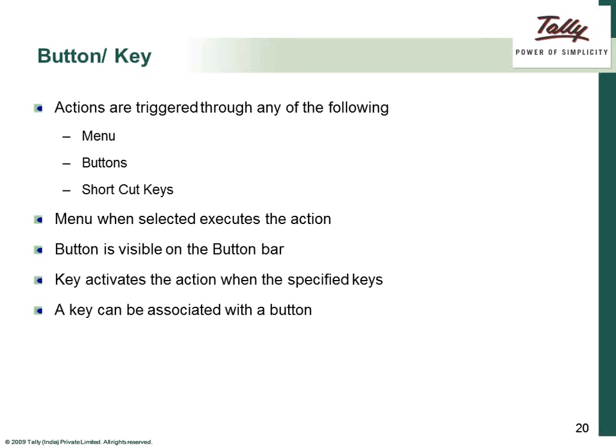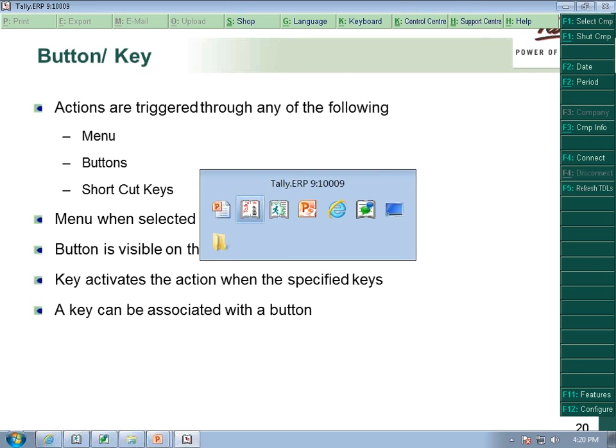Everything in Tally is an action. Even if you scroll down, it's an action; scroll up is an action. So how are these actions triggered? These actions are triggered either through a menu, that's a display that we saw, a button, like when we press F2 and it's a button, or a shortcut key, like Enter, it's a key. Menus, when selected, execute the action.